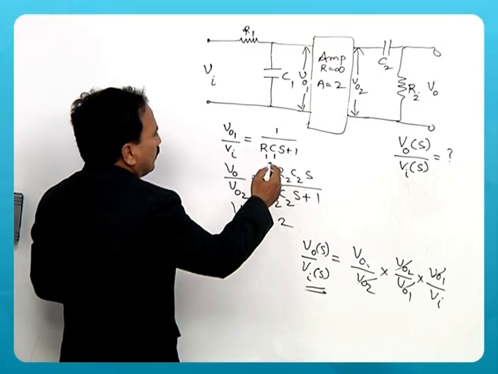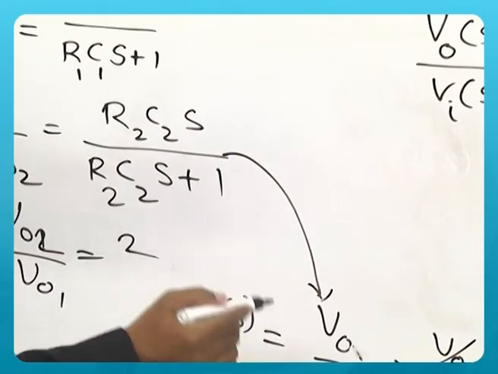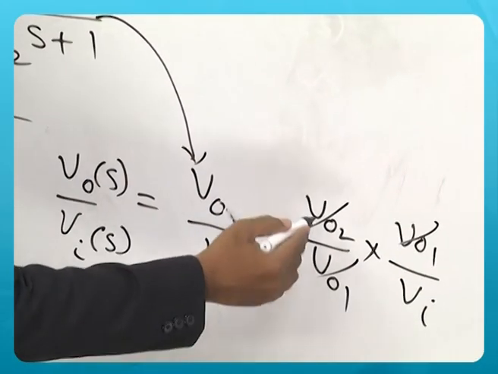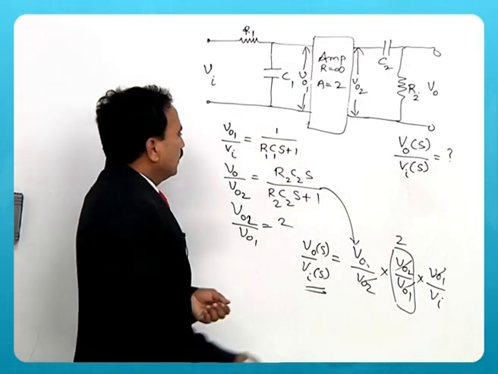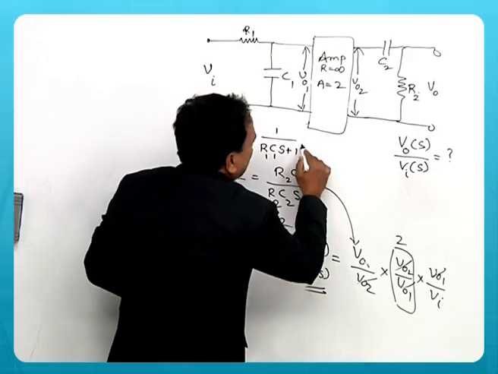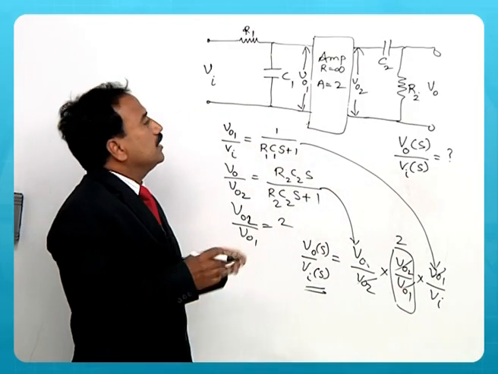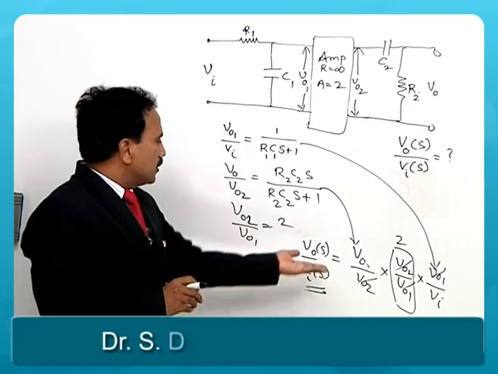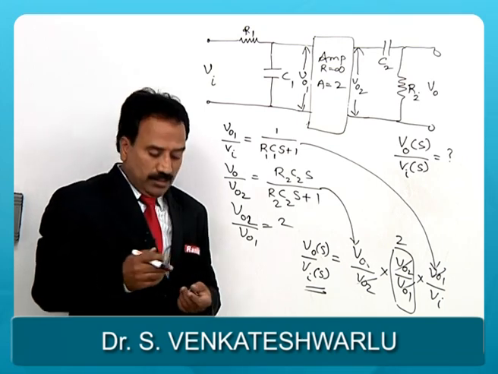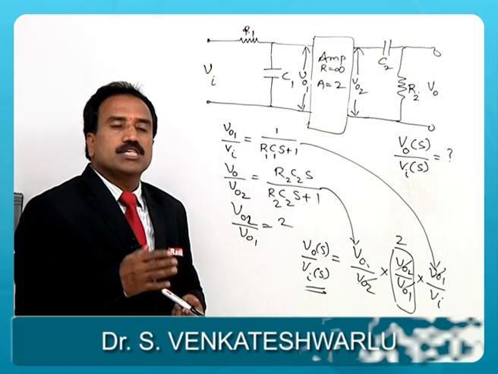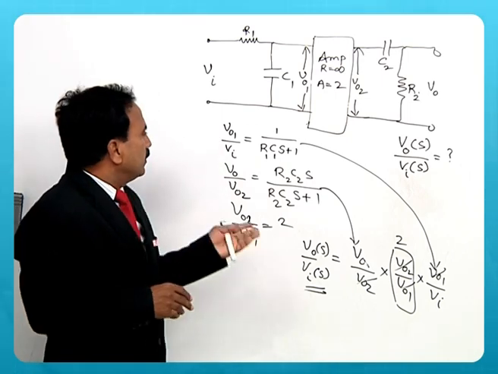So substitute V0 by V02, this one here, and substitute V02 by V01 as it is given in the problem, 2, and V01 by Vi is this value. Whatever may be the values that are assigned in the problem, you can substitute here to get the transfer function. So this is the way you should always divide the problem into subsections and then find out the overall transfer function of the given system.